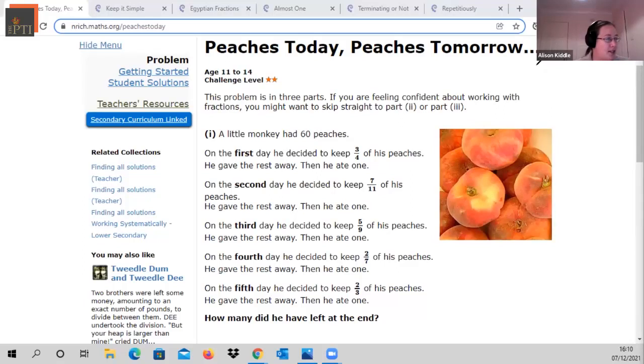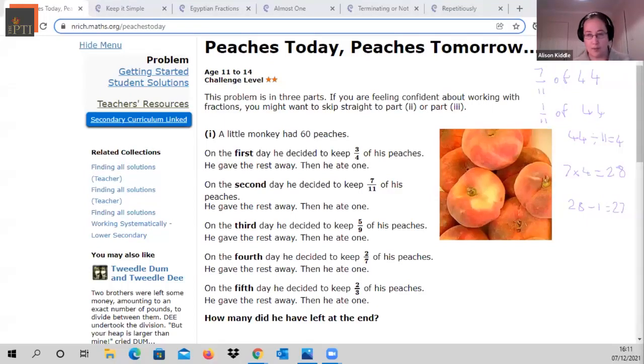But yeah, so for finding your 7/11 of 44, your method to do that was to find 1/11 of 44, which you did by working out 44 divided by 11, for which you got the answer 4. And then to find 7/11, you did 7 times 4 equals 28. And then finally, for the taking away 1, you did 28 take away 1 equals 27.